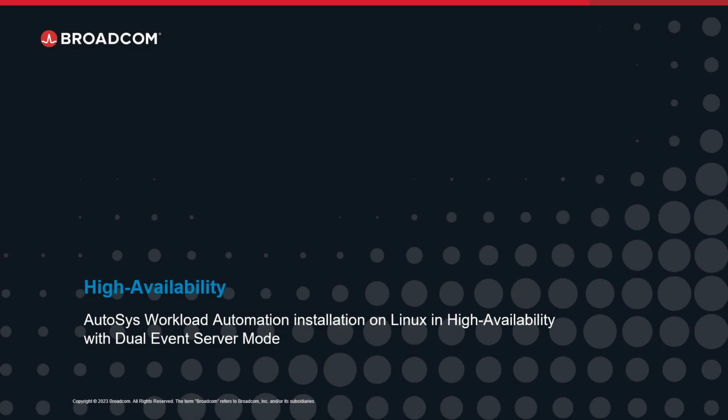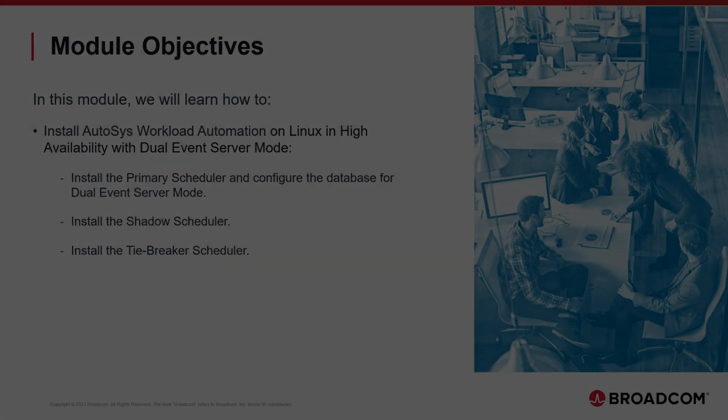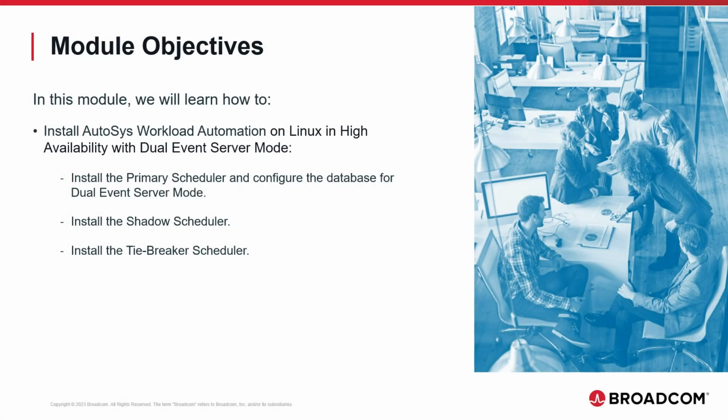High availability. AutoSys Workload Automation installation on Linux and high availability with dual event server mode. In this module, we will learn how to install AutoSys Workload Automation on Linux and high availability with dual event server mode. This installation has three parts. Install the primary scheduler and configure the database for dual event server mode. Install the shadow scheduler. And install the tiebreaker scheduler.